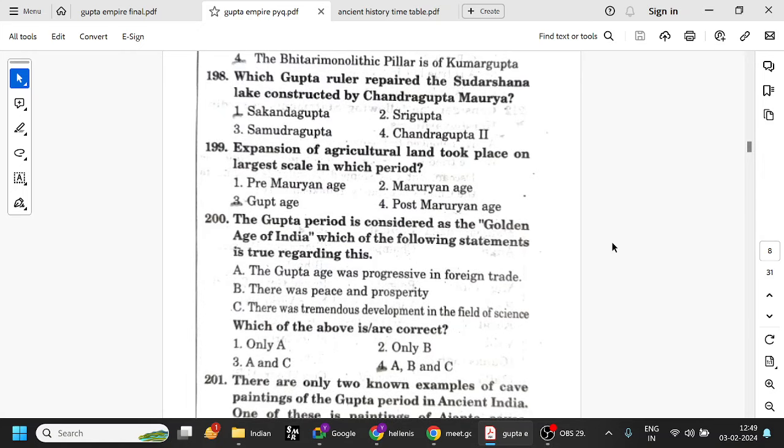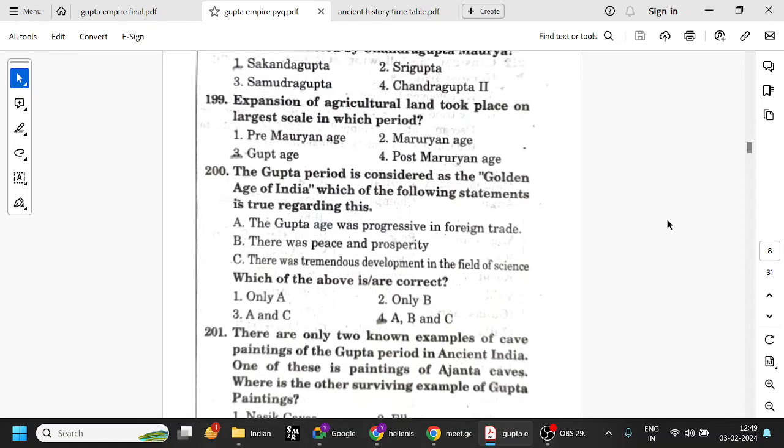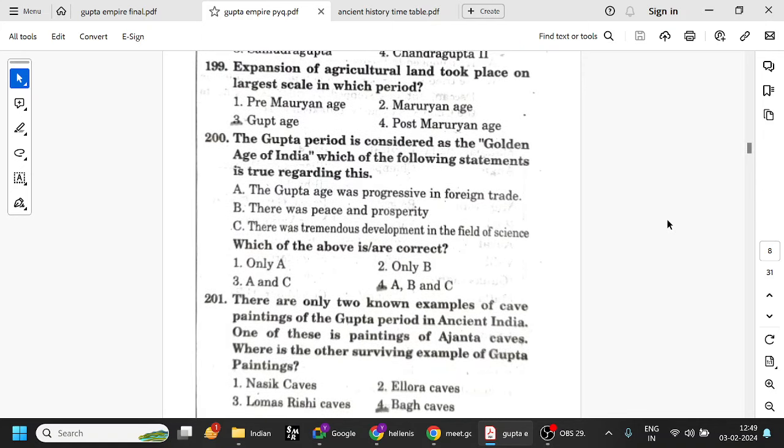The expansion of agriculture land took place on the largest scale during the Gupta age. So, that is also the reason it is called the classical age. Agriculture, medicine, language, art and architecture, everything flourished during the Gupta period. So, the Gupta age is progressive in foreign trade. There was peace and prosperity and progress in the field of science. Because of that, it is called the golden age of India. Okay.